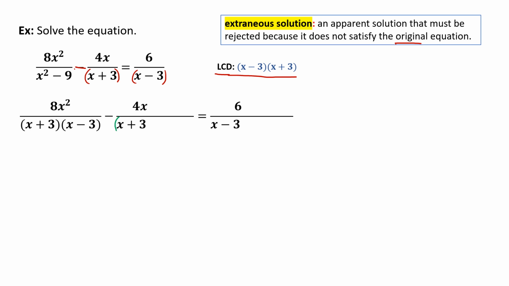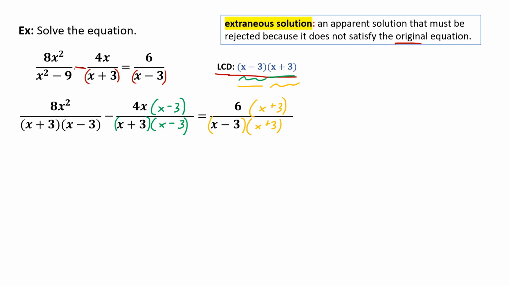Okay, the second term here. So we have x plus 3 already. So we have this. We need x minus 3. So x minus 3. And I'm also putting that in the numerator because, don't forget, essentially we're multiplying that fraction by 1, which makes it a legal move. Okay, the other one, we have x minus 3. We're missing the x plus 3.